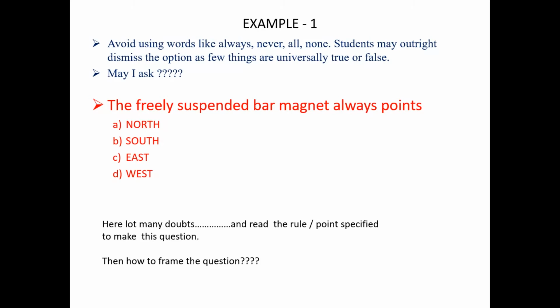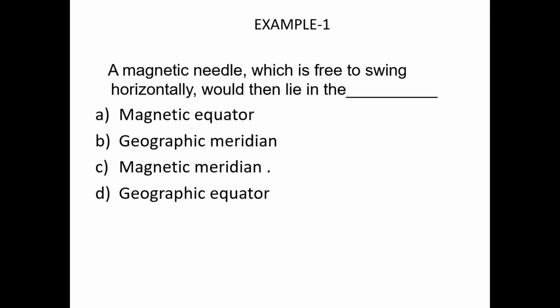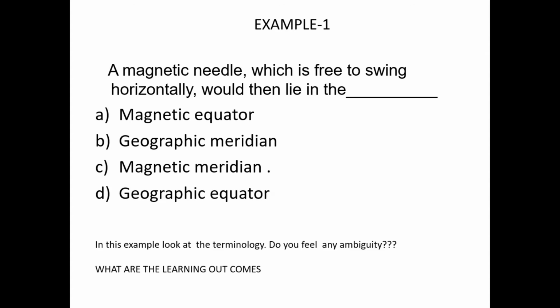And one more, universally true: this is always the north pole of the bar magnet points towards the geographic north of the earth. Then how can I frame the question? Here the terminology is very, very important. A magnetic needle which is free to swing horizontally would then lie in the magnetic equator, geographic meridian, magnetic meridian, geographic equator. The children also clearly understand what we are asking, and what they have to put a tick on to choose the answer.